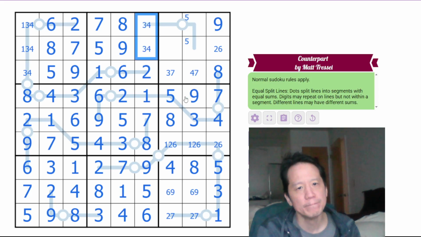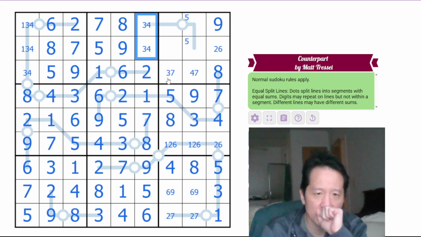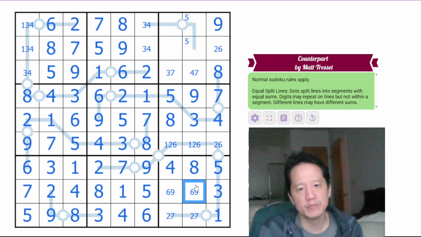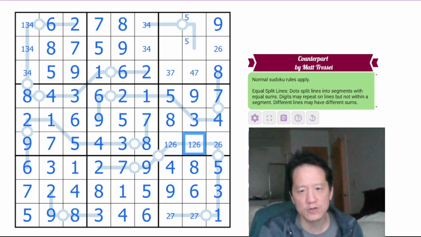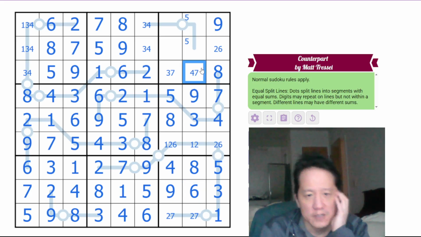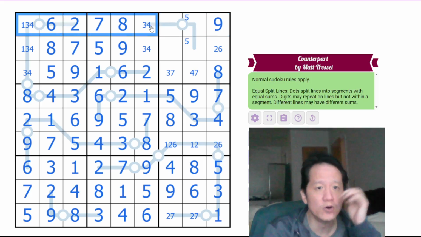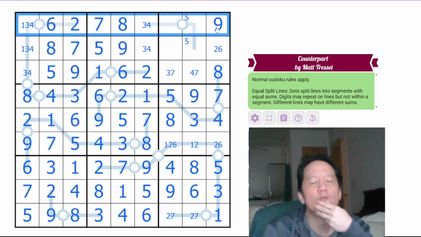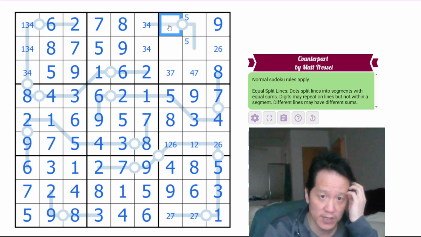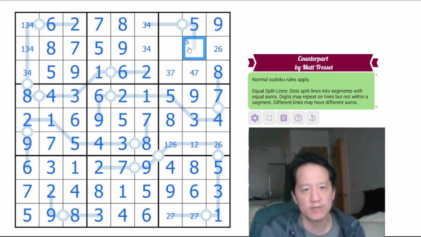Okay. This can't be 9 because of the 9 here, so this must be 6, which makes this 9. This can no longer be 6 because of this 6. The remaining digits in row 1 have to be 1, 3, 4, and 5, but 5 cannot be here, so this must be a 5.